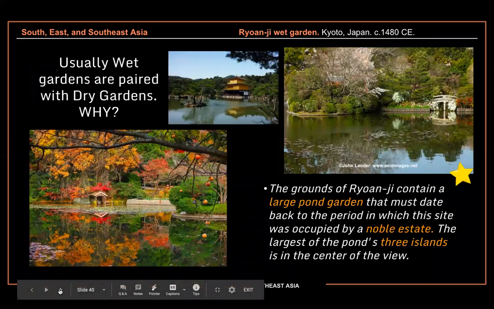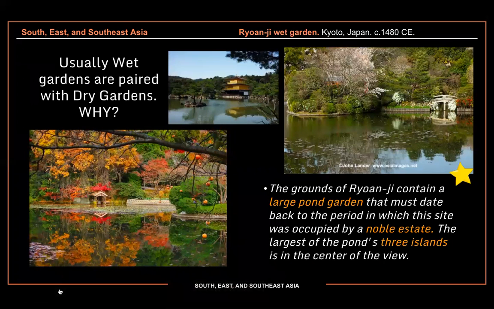Now, a dry garden is typically paired with a wet garden, right? So why would that be? You would want to be able to show opposites. It might not necessarily be yin and yang, but there would be this sense of balance, right? This focus on balance. And so around the garden, around the large reflecting pond are these gardens, and the buildings are really nestled into the natural environment.